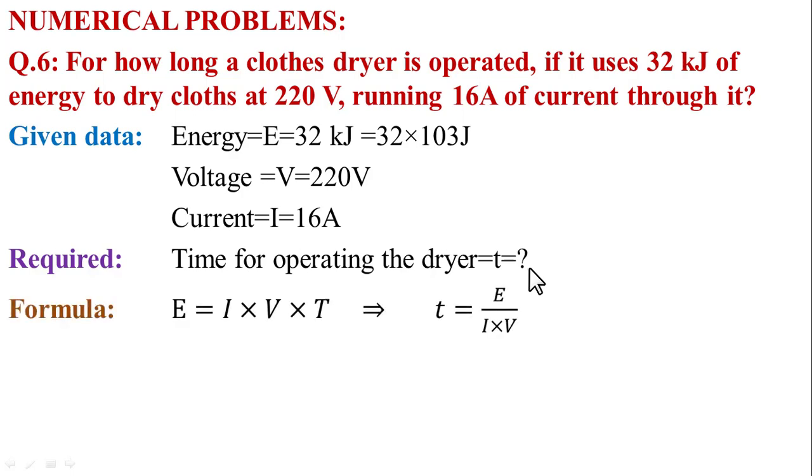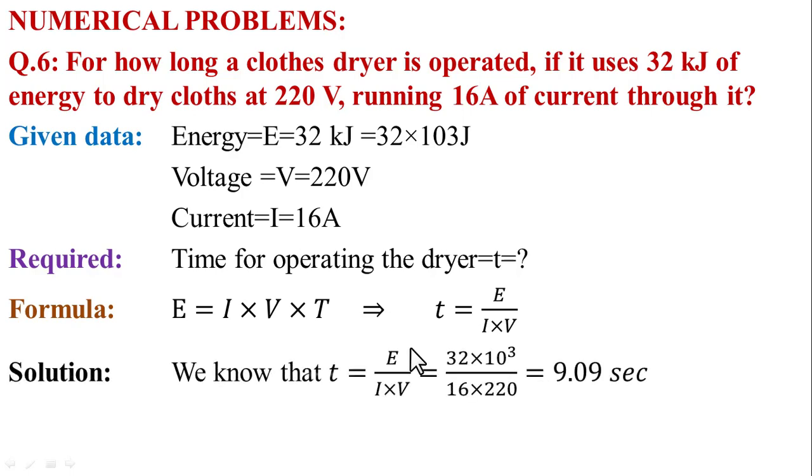We use the formula energy E is equal to I multiplied by V multiplied by time T. So this implies that time T is equal to energy E divided by current I multiplied by voltage V. So this formula is time T is equal to energy divided by current multiplied by voltage. So for the solution, we know that time T is equal to E upon I multiplied by V.